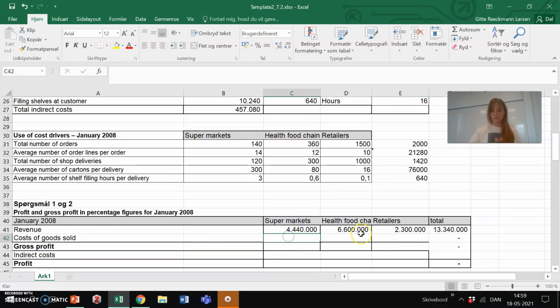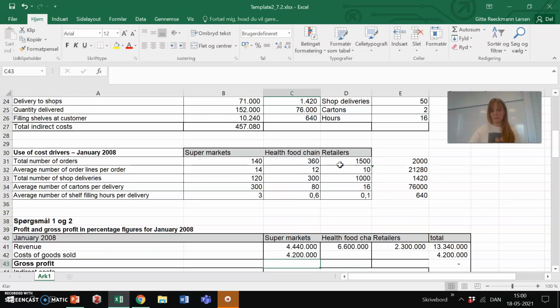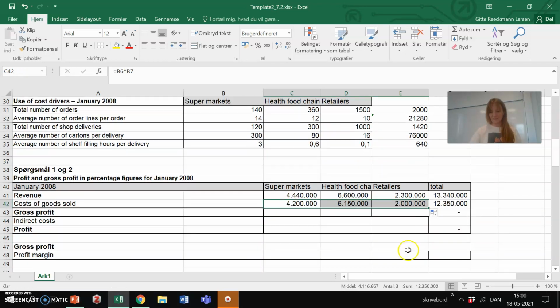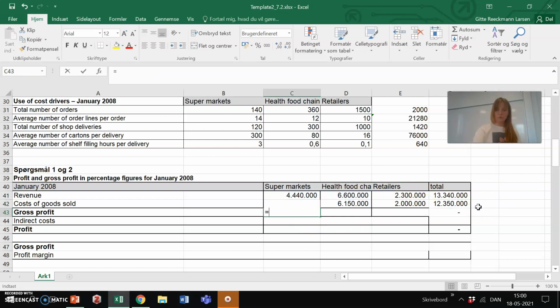Now the cost of goods sold, the variable cost, the direct cost that we have allocated to this, we are told that average use of articles per day, that's the cost of goods sold, multiplied again with the number of deliveries we have in the period. So 4.2 million. So this we again can copy to this side. All right, over here we have just summed the three retailers here. So to calculate the gross profit, we take our revenue and we subtract our cost of goods sold.